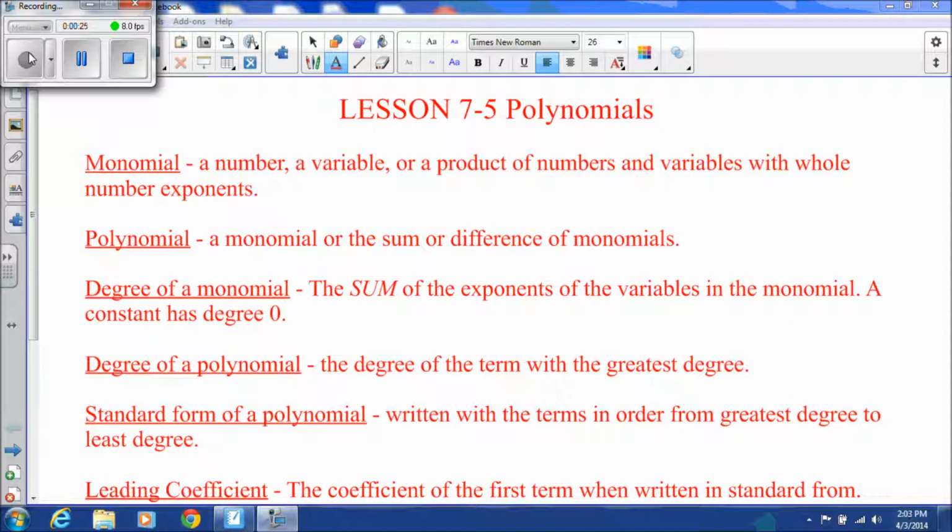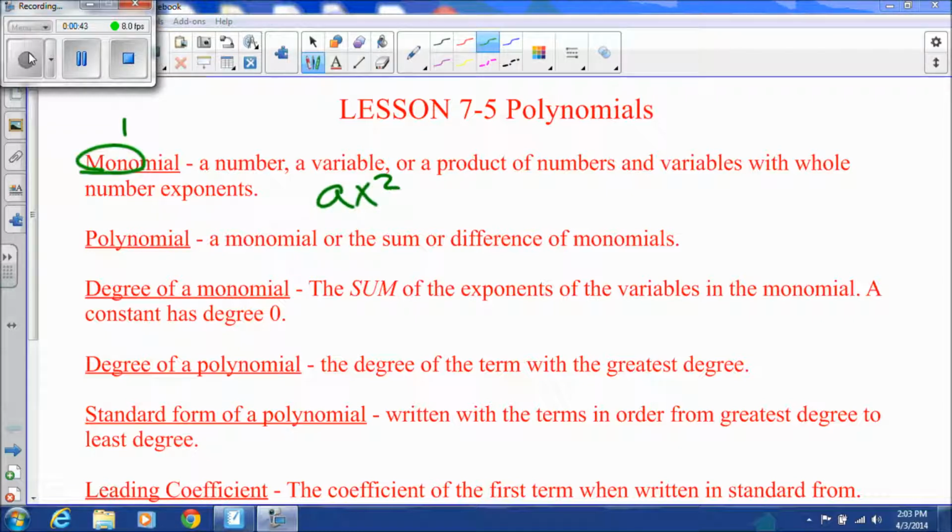You do need to know these words, however, and we're going to start with the word monomial. Notice the word monomial contains the prefix mo, which means one. A monomial is a number, a variable, or a product of numbers and variables with whole number exponents. For example, 8x squared is a monomial, 6y to the fifth power is a monomial, and it could be just simply a number such as 25.